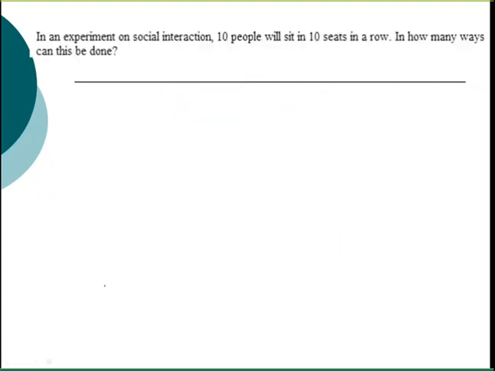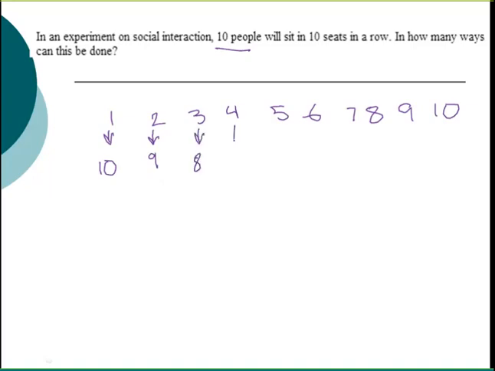Experiment and social interaction. 10 people will sit in 10 seats in a row. How many ways can this be done? Well, you've got 10 people, and what that means is that in each location, we have a set amount, so we've got 1, 2, 3, 4, 5, 6, 7, 8, 9, 10. In the first chair, there's 10 different people that can go there. Well, if one person sits there, now there's only 9 people left. If 2 people have sat down, now there's only 8 people left, and so on. Now there's 7 people left, 6 people left, 5, 4, 3, 2, 1.